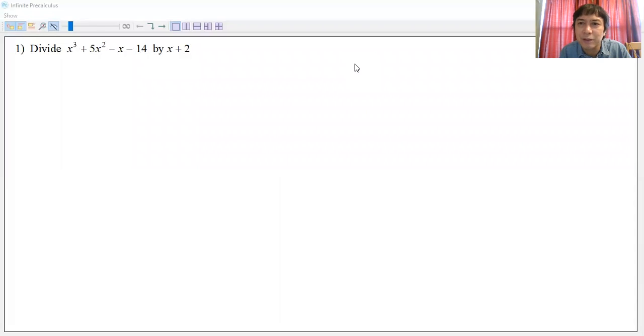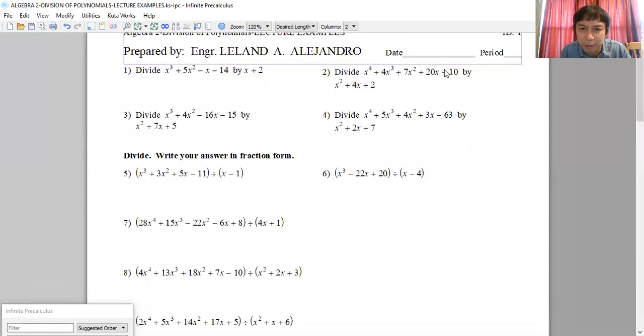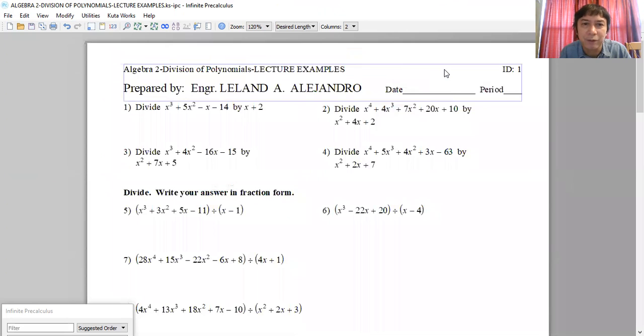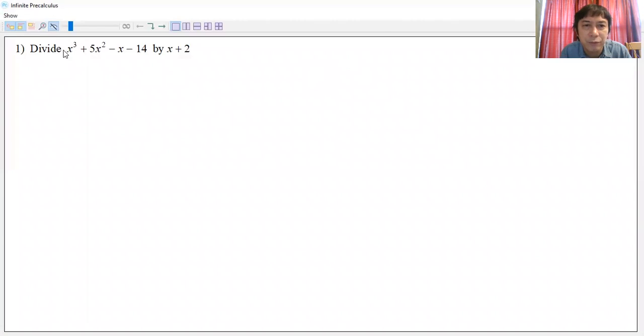We're going to divide a polynomial by another polynomial. So we're going to see the problem set in the other screen. Division of polynomials. Okay, let us check the total of this. It will be around how many problems? It will be around 12. All right, so let's do it by presentation view.